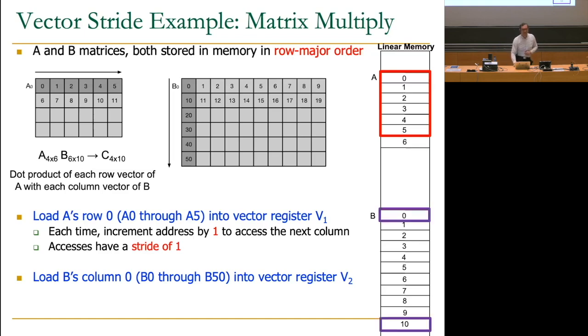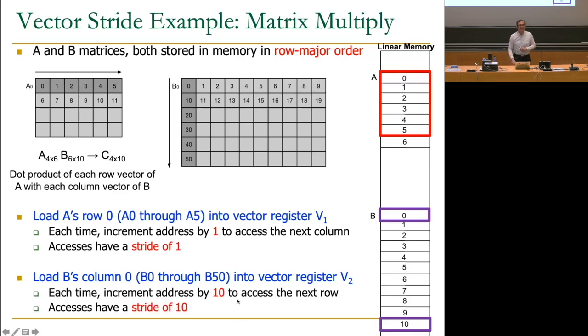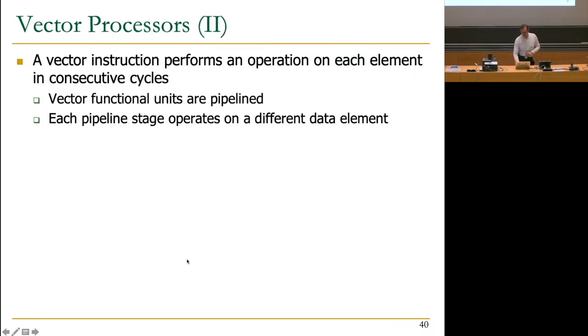Now, clearly, they're far apart from each other, right? So each time you need to increment the address by 10 to access the next row, and accesses have a stride of 10 in this case. Okay? So basically, you need to have different stride supports.